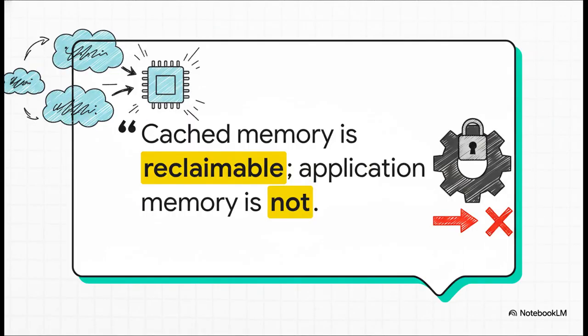And here is the absolute key. This is the magic trick. All that memory being used for the cache, it's not locked away forever. The very instant one of your applications actually needs more RAM, Linux will just, poof, clear out a piece of that cache and hand it right over. It's totally flexible and available. Now, memory that an application is actively using, that's different. That can't be given up so easily.